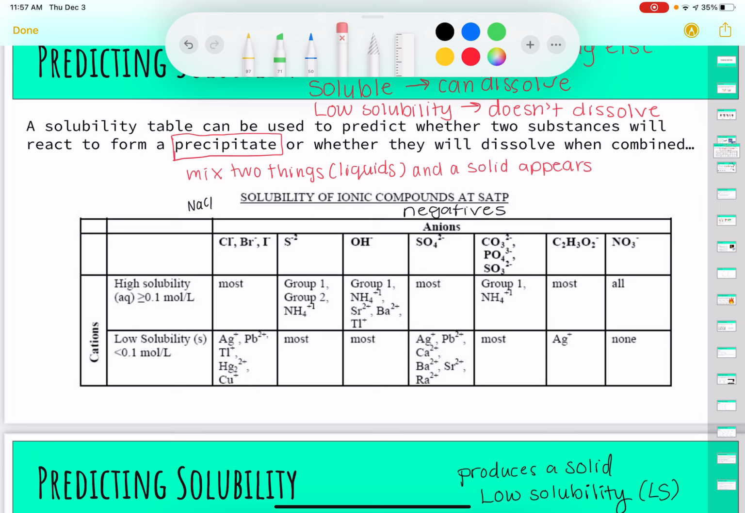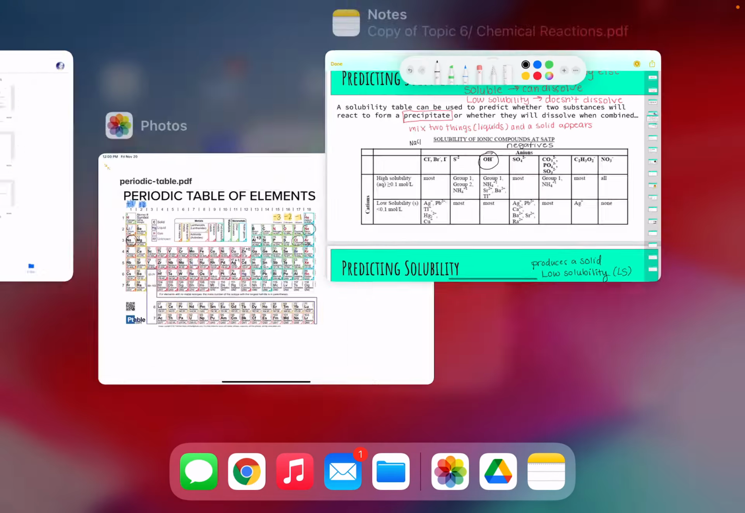Just erase all those. So hydroxide is our anion. We've got to look down for calcium. It says group 1, and then all these ones are high solubility. Let's just double check.